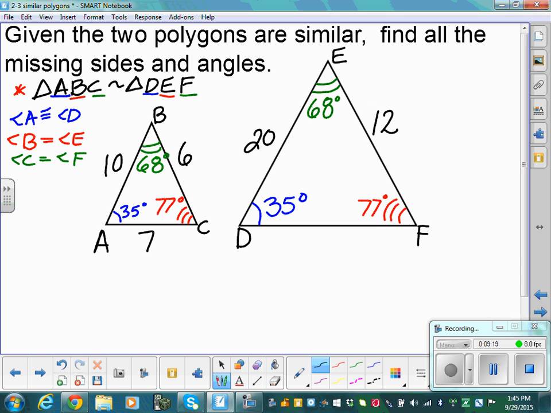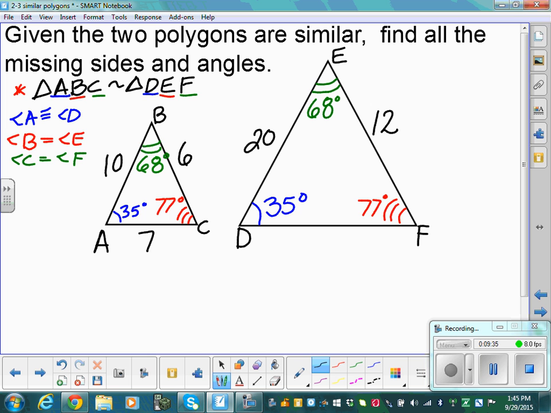So now, it says, find the missing sides and angles. So now we need to find the missing sides. Look at my small triangle. We have sides 10, 6, and 7. We're not missing any sides, right? Okay, but let's look at our big one. 20, 12, and... The answer is 14.